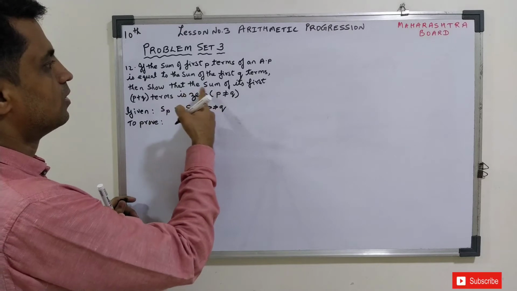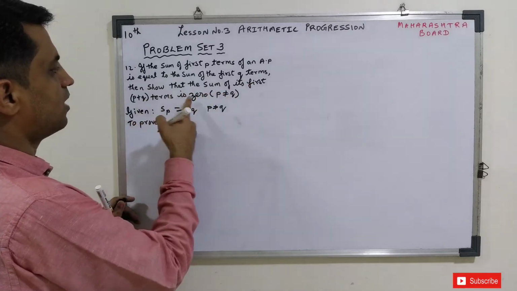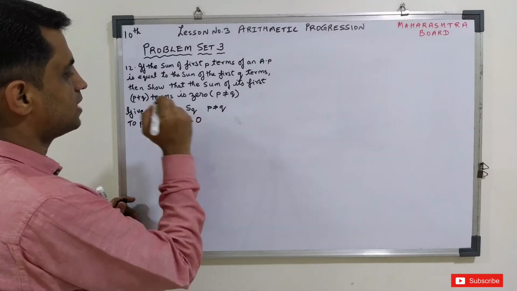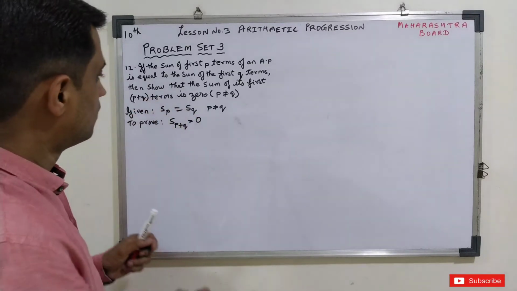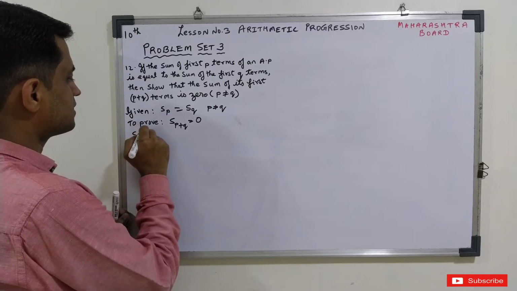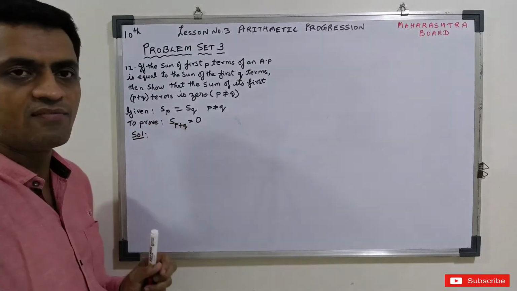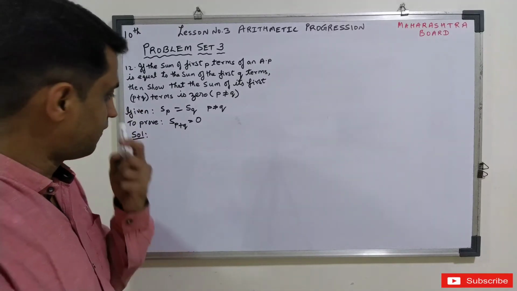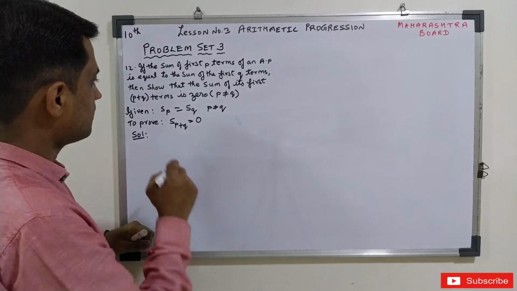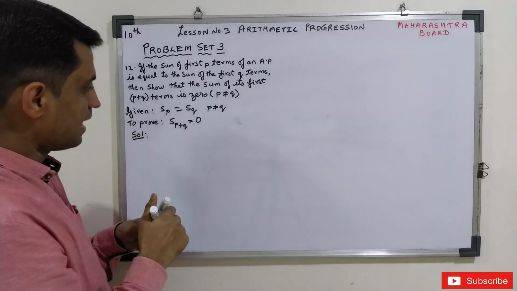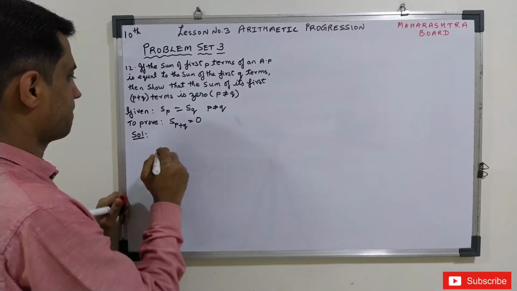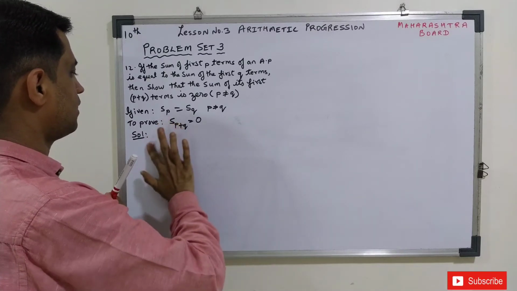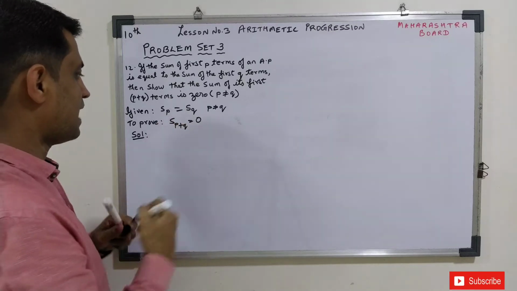What did I ask you to show? The sum of the first P plus Q terms is 0. This we have to prove. Now, since everything deals with the Sn formula, looking at this we will know that we have to use the Sn formula, the first formula. Okay, let us start. I write with a red pen. Let us write what A and D are here.